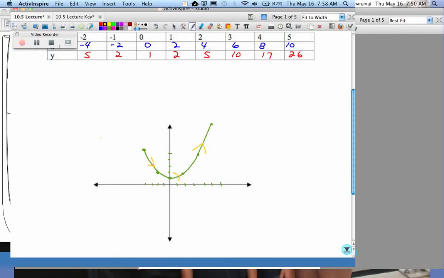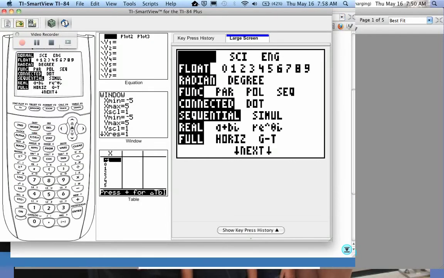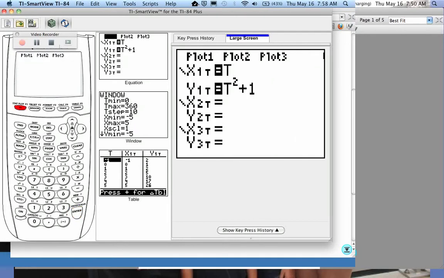Okay? Get your calculators out. We have to switch our mode. We're going to go to mode. We're going to go down to function, parametric, polar, sequential. We're sliding over to parametric. So you can see right away when I hit the y equals, how it pops in there. It's got the x and the y.